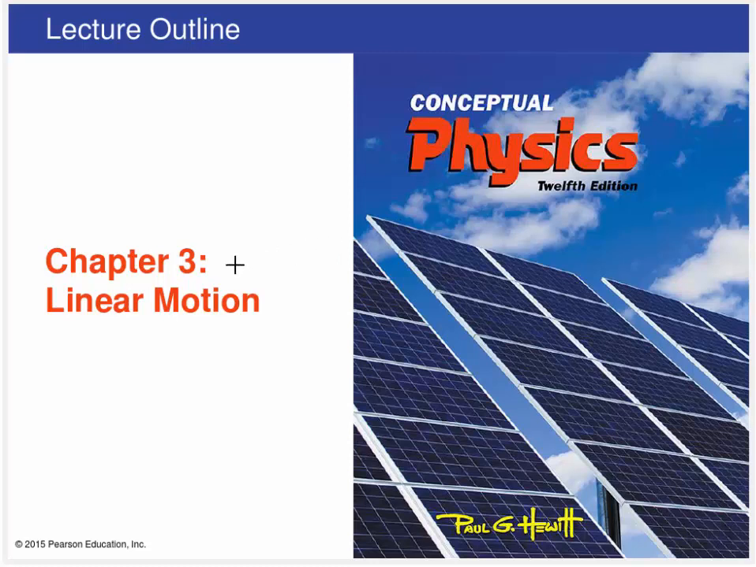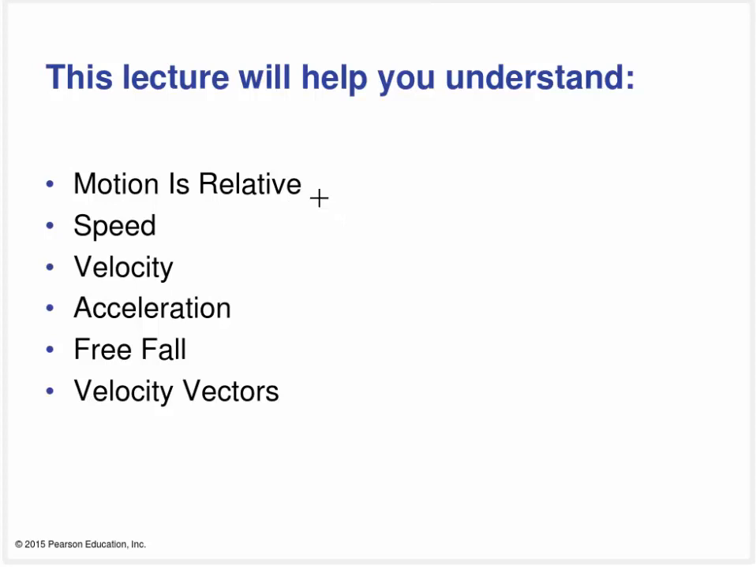Okay, this will be the lecture for Chapter 3. We'll be talking about linear motion. Yes, I am kind of putting Chapter 3 before Chapter 2. It makes more sense to me to talk about motion and then talk about Chapter 2, which is what causes motion. So first of all, we'll start out by talking about what is motion, and it turns out that all motion is going to be relative to something.